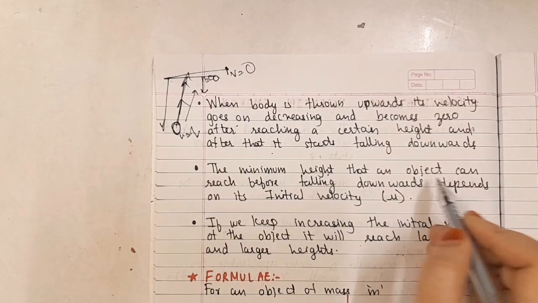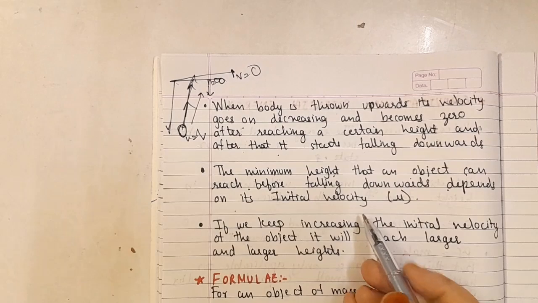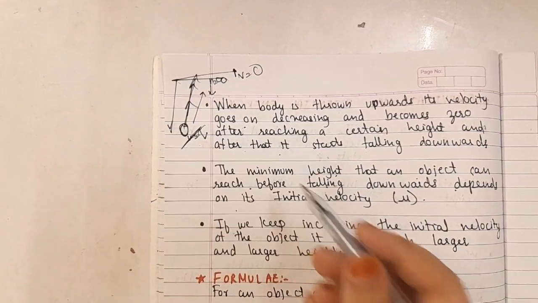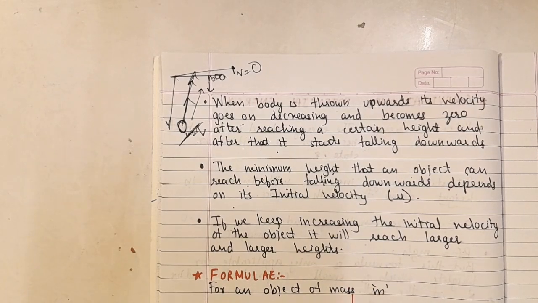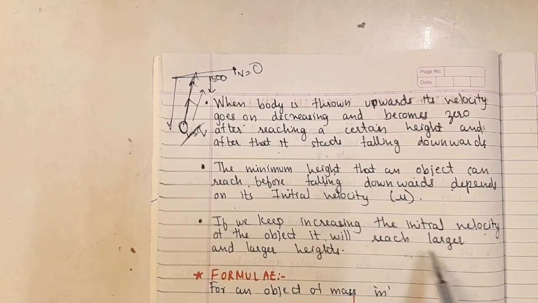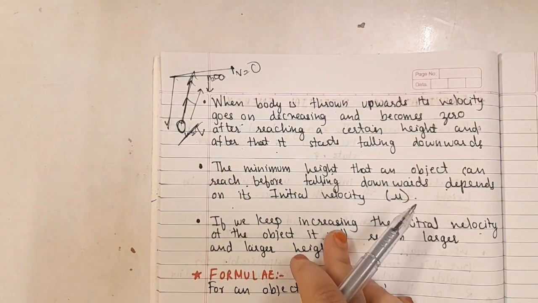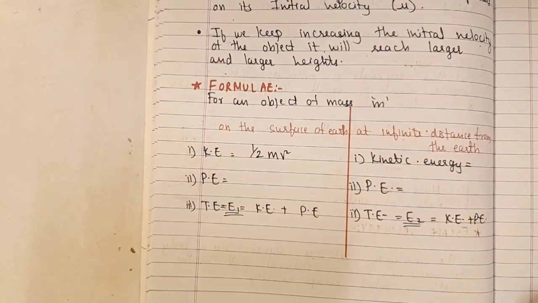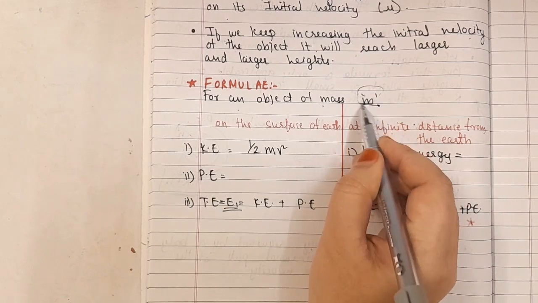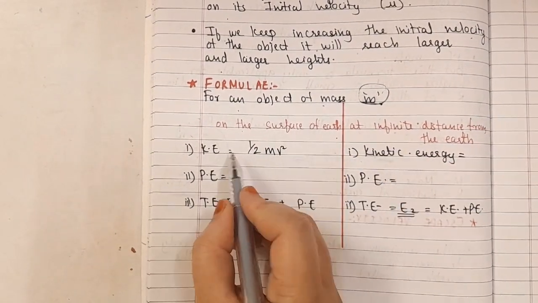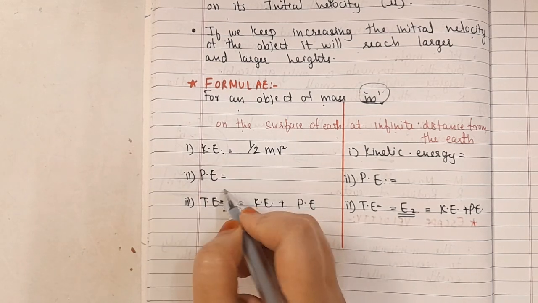So the height that an object can reach before falling downwards depends on its initial velocity. That means if we provide a larger initial velocity, if we increase the initial velocity of the object, it will reach larger and larger heights, and it will be at rest over there. Now just see the formula here. For an object of mass m, that means we have an object of mass m on the surface of the earth, here we have two energies to calculate, okay, kinetic energy and potential energy.